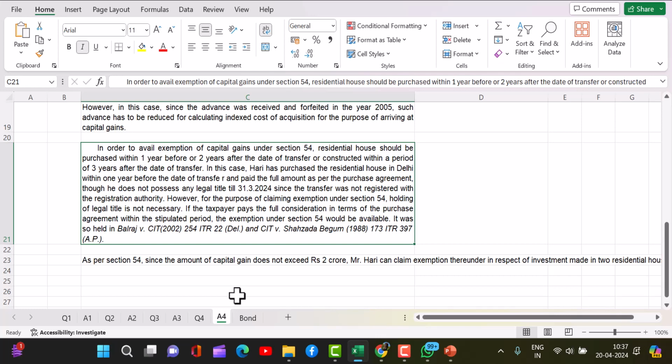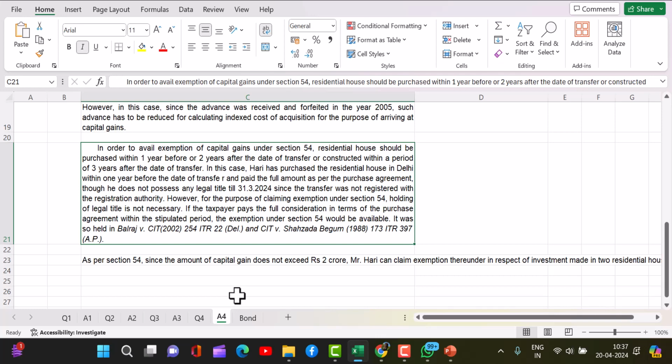The exemption under Section 54 would be available, as it was so held in Balraj versus CIT. Okay, so this is a decided case. It's a decided case where it says that even if you are not holding your title because your property is still not registered, for tax purposes it doesn't matter. You have to pay taxes.